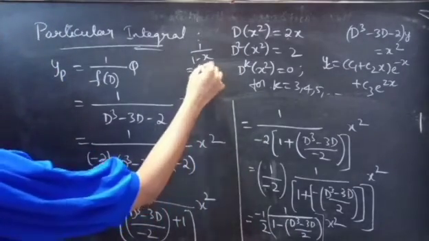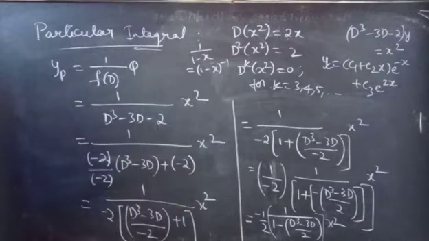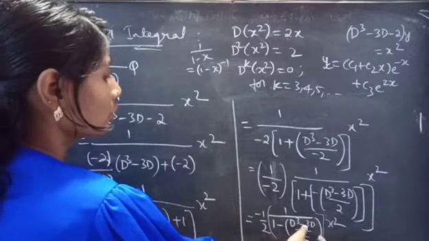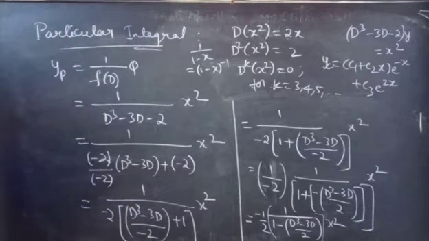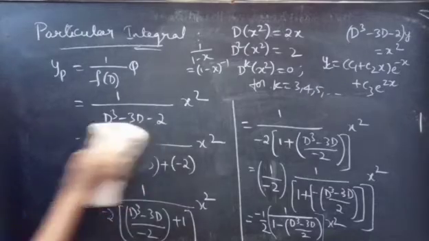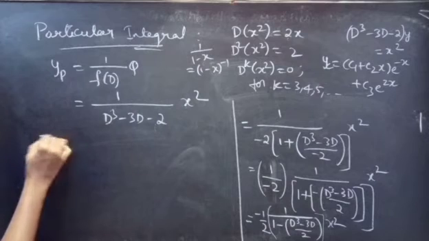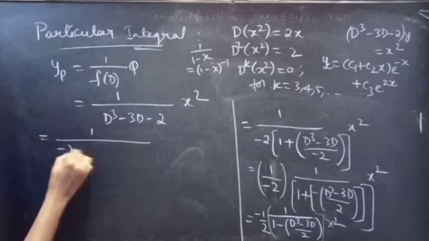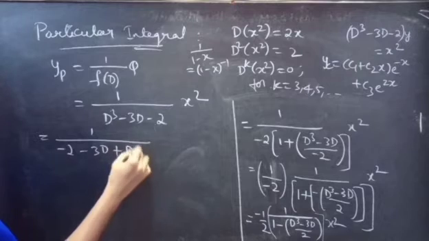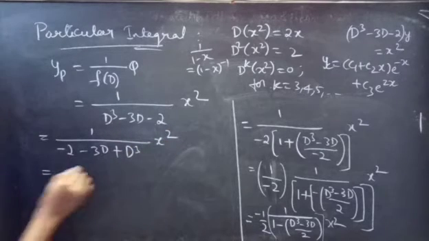So in the next step, we can write it as 1 minus x whole inverse, and then we can use binomial series expansion to expand 1 minus (D cube minus 3D by 2) whole inverse, right? Or let's see in ascending form. This is equals to 1 by minus 2 minus 3D plus D cube into x square.